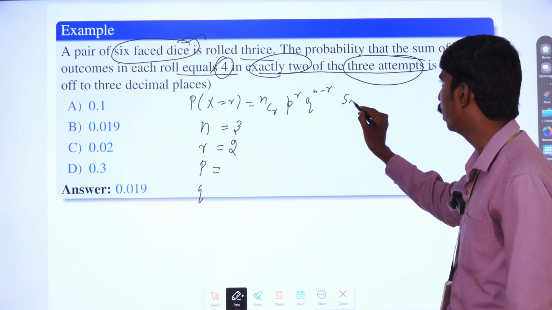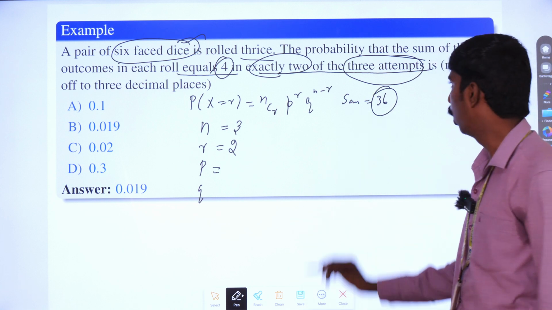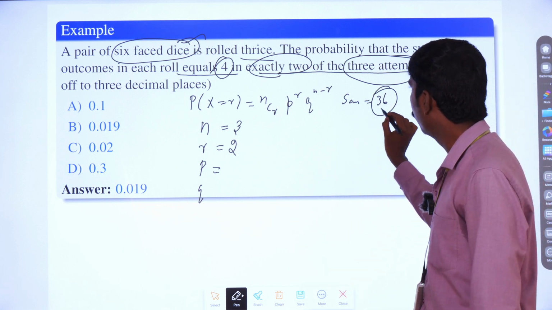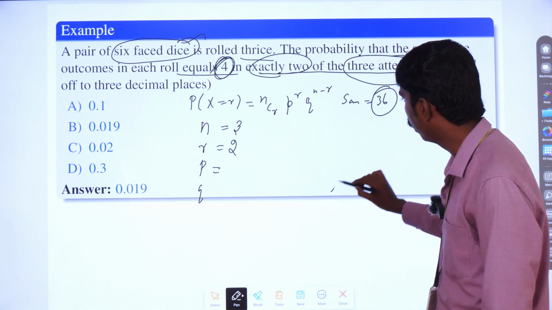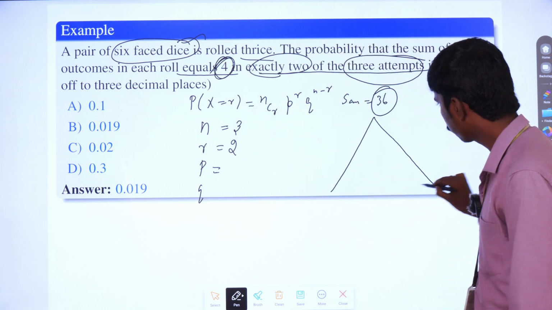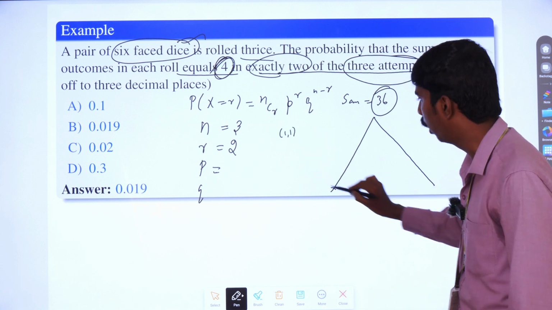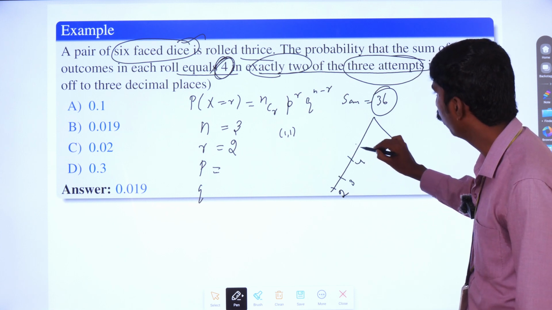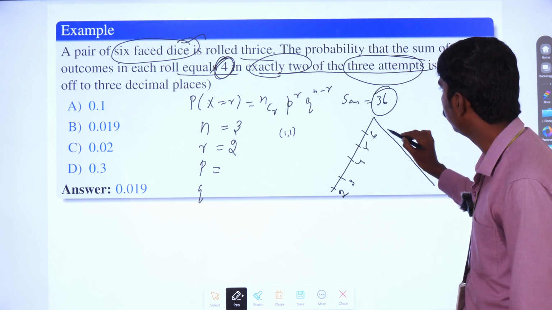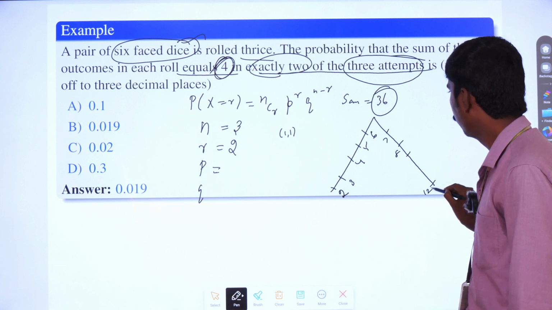So in a sample space, there are 36 possible outcomes. In that, I need to find out how many ways we get a sum of 4. There is a shortcut method to remember this. It starts with the pair 1, 1, so the sums start with 2, then 3, 4, 5, 6, then 7, 8, and it goes up to 12.